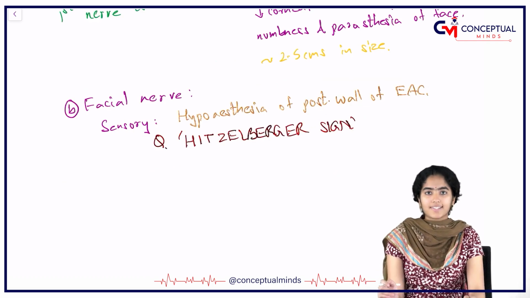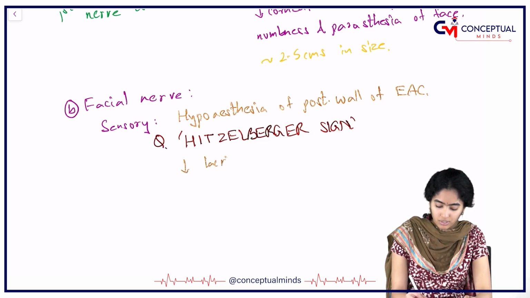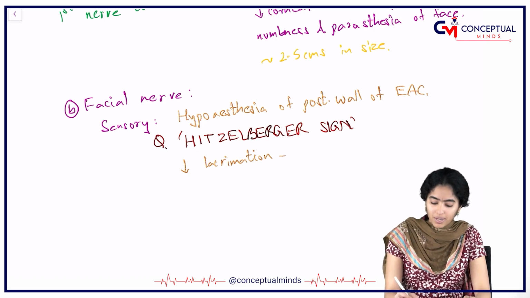Other things that are seen are, there is decreased lacrimation. Facial nerve is also responsible for tear glands. So there is decreased lacrimation. And how can you get to know about this? By performing a test called as Schirmer test.